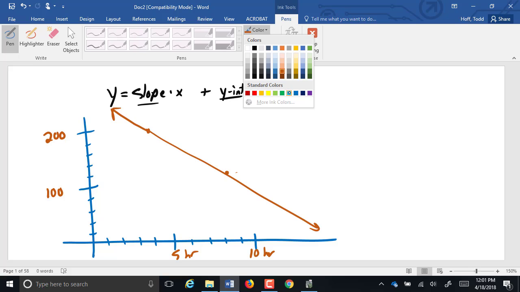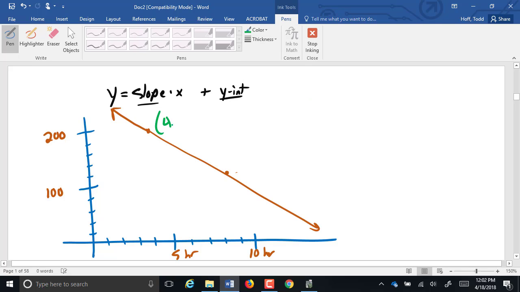So we can find coordinates here for slope. This is 4 hours and 200 units. This here is 8 hours and 120 units. So we can find the slope easy enough.